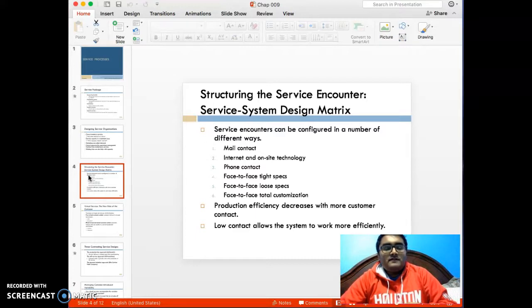If you keep on meeting with the customer on products, your product efficiency is going to keep going down, because they're going to keep bothering you on what they want and you're going to get off task. Limiting that basically allows the system to work more efficiently.